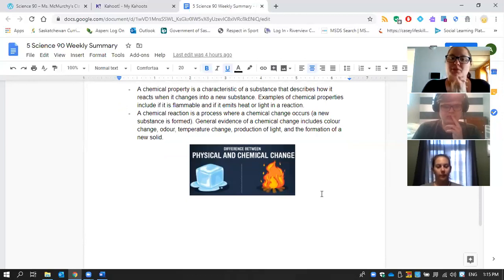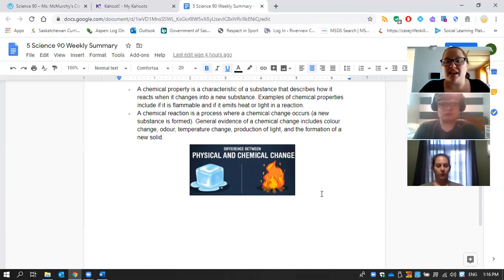Okay, so a chemical property is a characteristic of a substance that describes how it reacts when it changes into a new substance. So the key word there is changing into a new substance. So it's changing in some way that isn't just about its looks or its size, its shape, any of that kind of stuff. It's actually changing what it is.